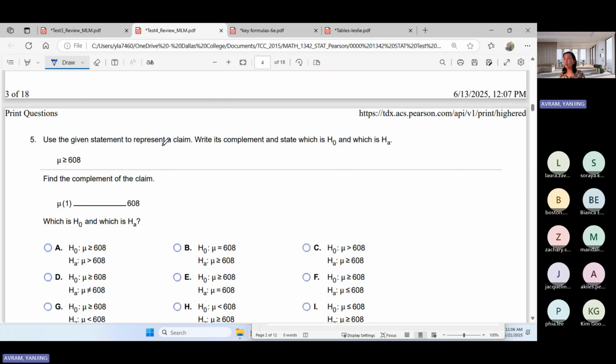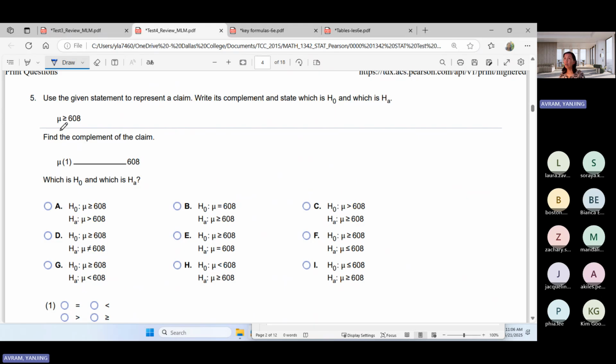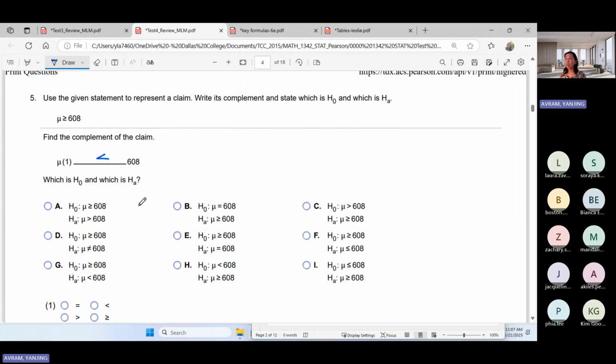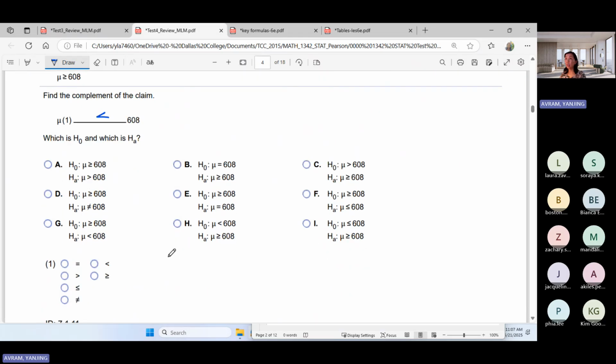Given the statement to represent a claim, what is the complement to the null and alternative hypothesis? All right, so this one includes an equal sign, right? So number 5 has an equal sign in here. The null hypothesis always includes an equal sign. So this is H sub 0. Okay, and your alternative one is the complement of this one. So this should be less than 608. And you can go match the correct answer for this one and this one. All right.